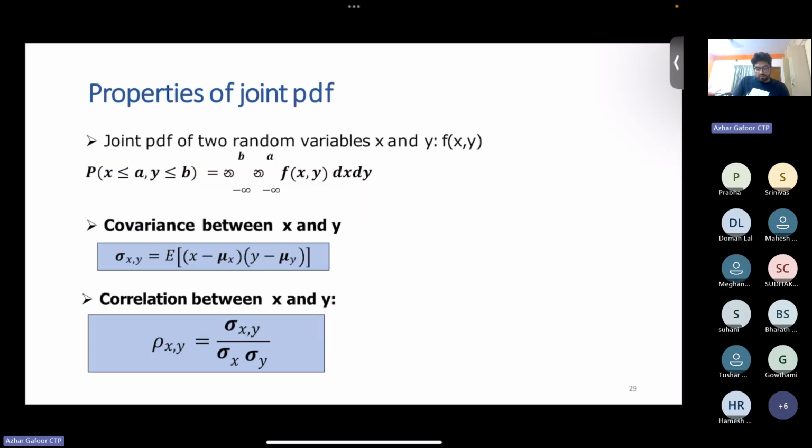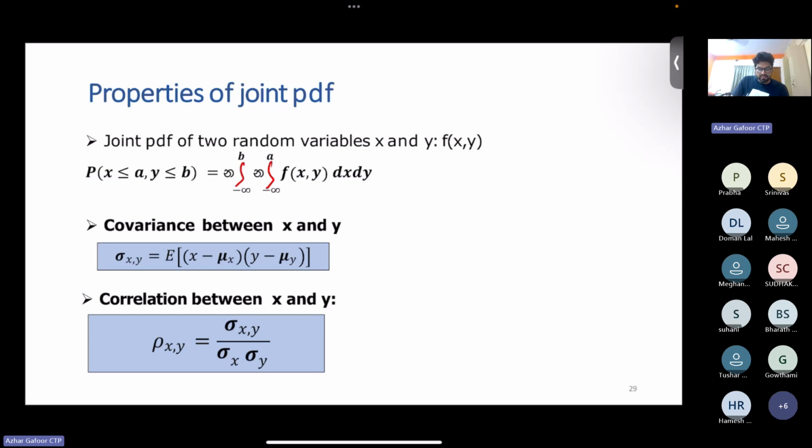Okay, so some properties of the joint probability density function. Here we have some integrals. So if you have two random variables x and y, then their joint probability density function will be given by the integrals.